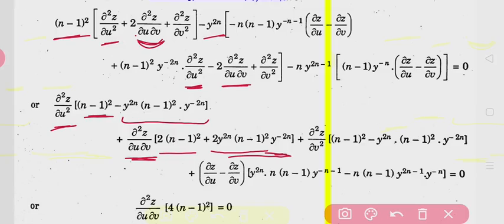Now plus ∂²z/∂v² when you count. So what it will be? It will be n plus (n-1)². So to write down (n-1)² and remaining term will be, जब इसके साथ हम लेंगे that it will be y⁻²ⁿ into y⁻²ⁿ (n-1)², right. So these terms we got.